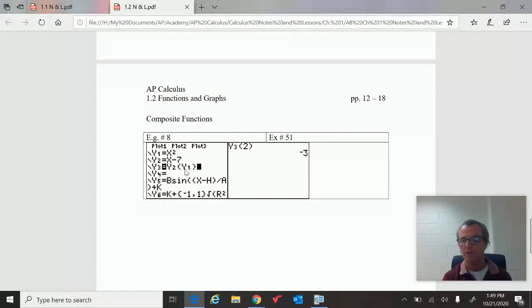Okay, so you would end up with x squared take away 7, if you did this algebraically, because this is the input. So you put the 2 in here, you get a 4. 4 plus a -7 is a -3. And that's what the calculator is giving you in Y3 if you ask it to do the function composition for you.